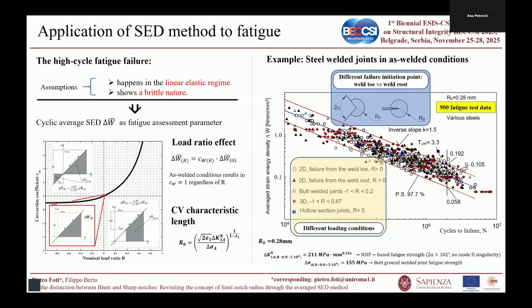Under fatigue condition, the method has been applied by making two assumptions: that the failure in physical fatigue happens in linear elastic regime and it shows a brittle nature. By making this assumption, the cyclic average strain energy density is considered as the parameter to account for fracture. And as you can see, it has been validated during the last 2 decades for considering failures starting from different failure initiation points, different loading conditions, and for different materials.